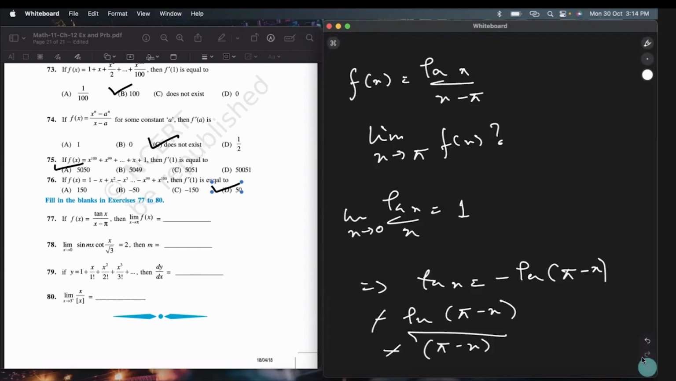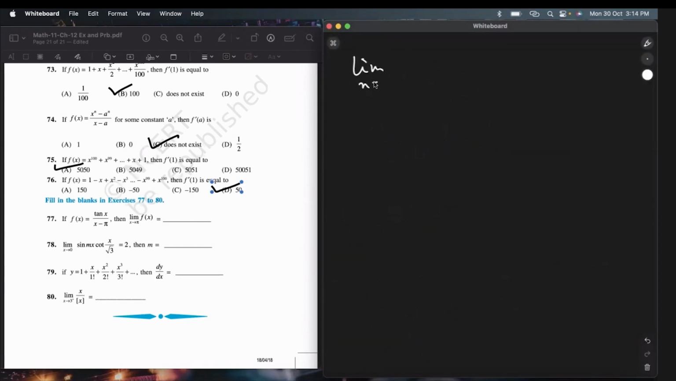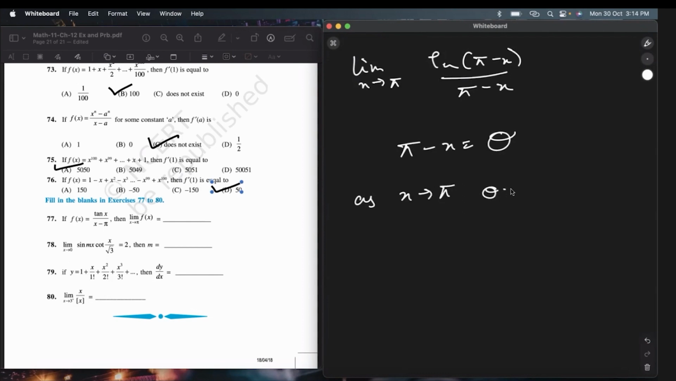So the question for me is now this: limit x tending to pi of tan of pi minus x over pi minus x. Now I can write pi minus x as, let's say, theta. So as x tends to pi, theta tends to 0. So the limit as theta tends to 0 of tan theta by theta will return a value of 1. Now moving on to the next question.